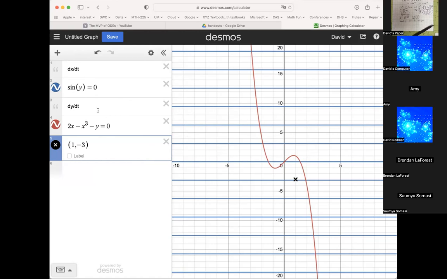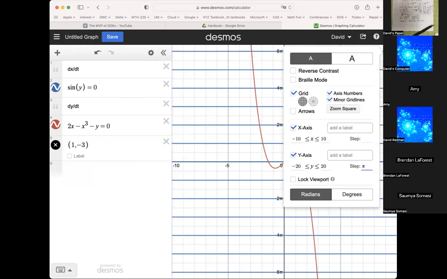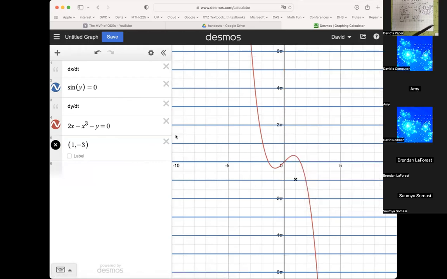So dx dt is zero at all these blue lines, because those are the places where y is versions of pi. And dy dt was zero on this cubic curve. So the places where dx dt and dy dt were simultaneously zero are the intersections of the red cubic curve and the blue lines. So there are infinitely many equilibrium points in this problem. Equilibrium points is when both dx dt and dy dt are zero.